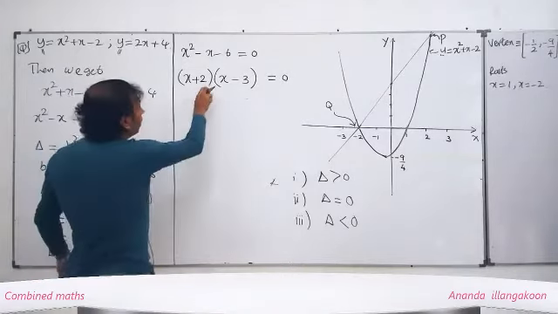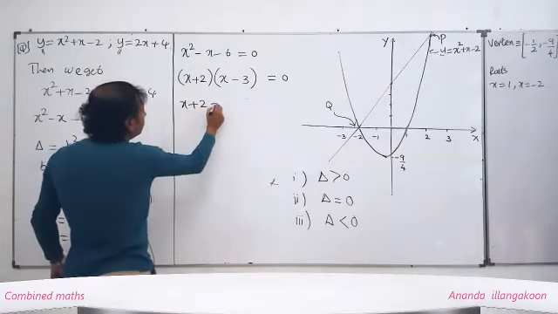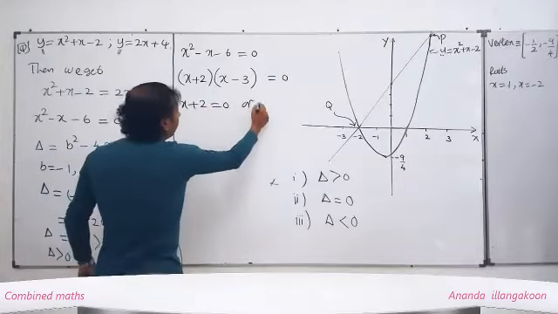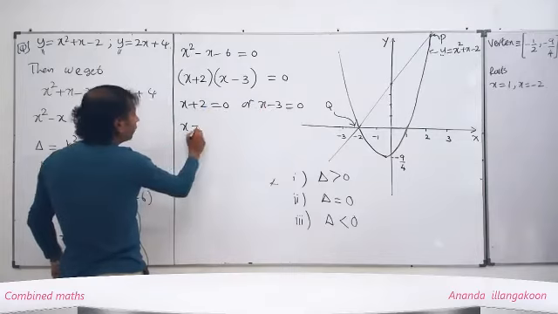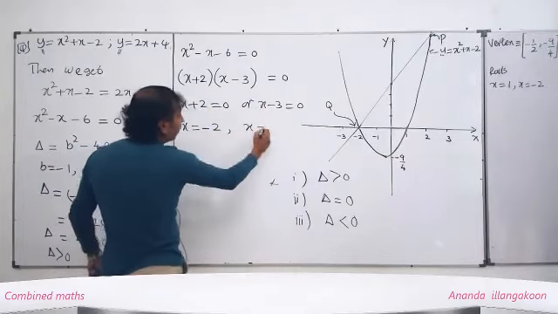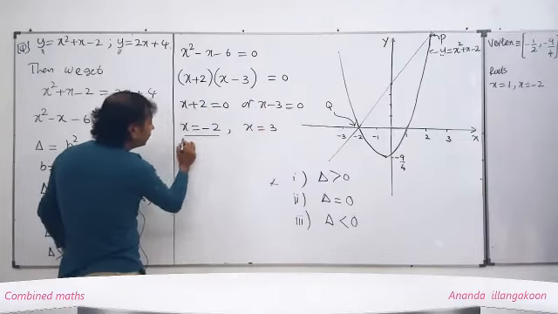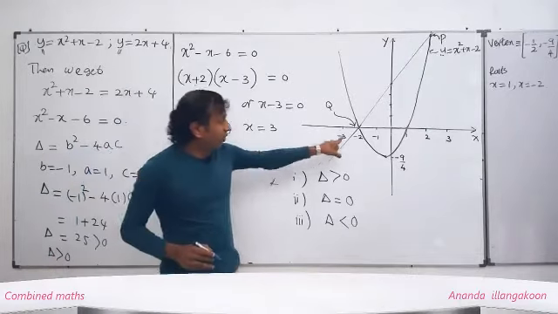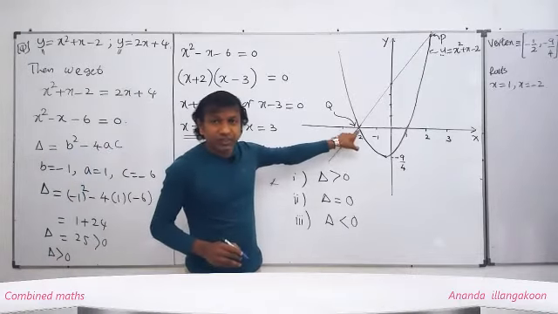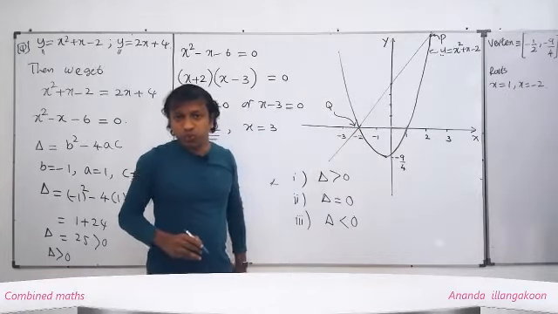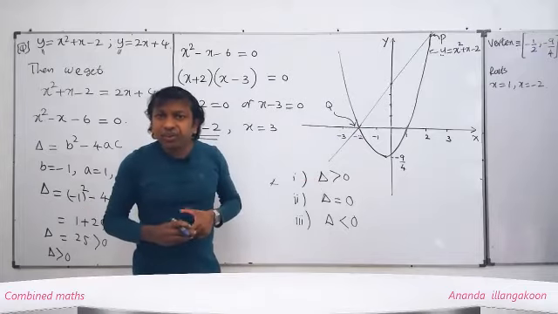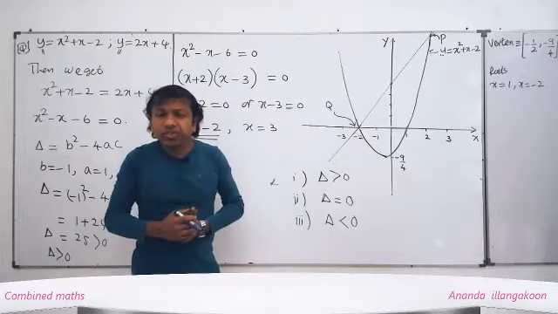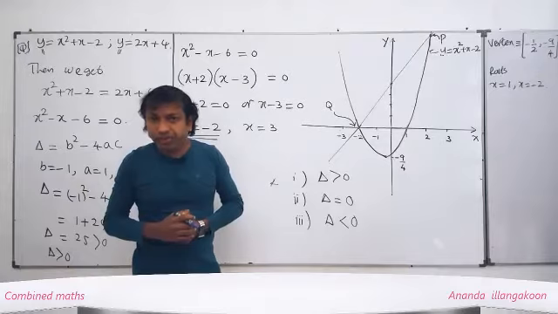Then equate each factor to 0. x plus 2 is 0, or x minus 3 equals 0. Then take the 2 to the right hand side: -2, and here 3. One solution we got is -2. That is obviously coming here, -2. This is that one point of intersection, which is obvious from the graph too. Thereby you can easily understand that in order to find the points of intersection, the simultaneous solving method is the applicable method.